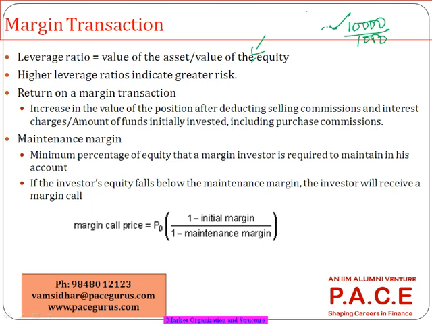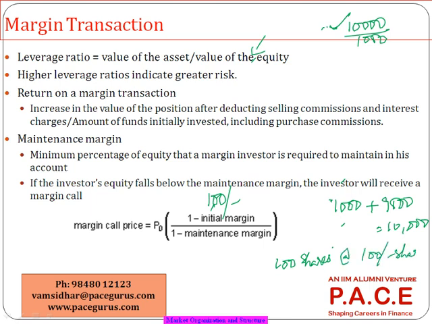Now, the typical scenario is: how do I compute the return on a margin transaction? Let's say I have 1,000 bucks. The broker has given me 9,000 bucks. With this, I have 10,000 bucks. Some share is trading at 100 rupees a share. Now I can buy 100 shares with this money, 100 shares at 100 per share.